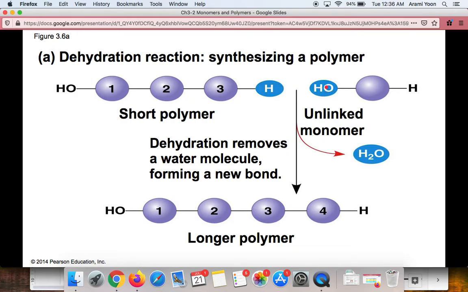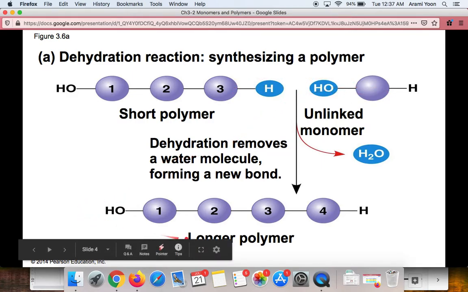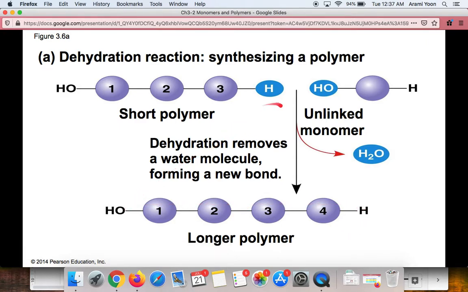And so that's going to allow this hydroxyl and this hydrogen to basically bond with each other, forming a water molecule. And then what happens is this monomer here on the short polymer will then bond with this monomer here. As they lose a water molecule, they form bonds with each other. And so now you're going to end up with a longer polymer that now has 4 monomers on it. And this process, because you're losing a water molecule, is called dehydration. It's also known as dehydration synthesis.